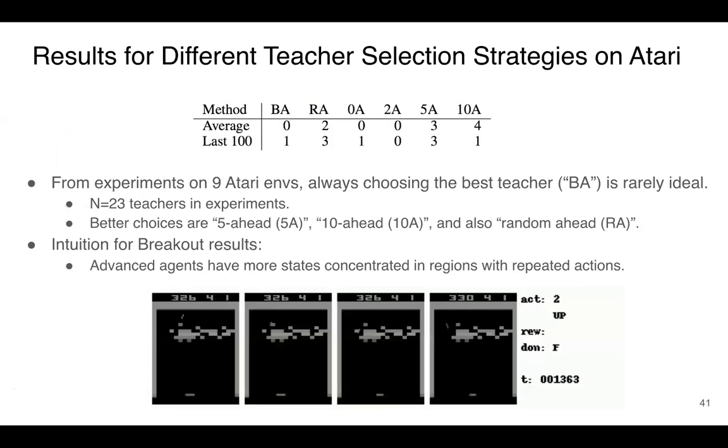We have some results for experiments on 9 different Atari environments, where for each we have 23 teachers from sampling snapshots from the teacher training run. We evaluate based on the student performance over the entire training period and the last 100 episodes. We find that always choosing the best teacher usually isn't the optimal choice. Empirically, the better decisions are picking a teacher that, when we match to a student, we advance 5 or 10 steps ahead in the indexing order. Or we can even pick a random teacher that's ahead of the student's performance.